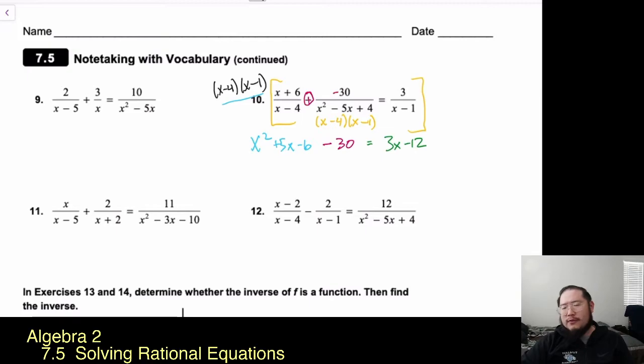So hopefully you're able to follow all of that right here. If I had a little pointer, I would, but I can't write and point and do all that kind of stuff at the same time, unfortunately.